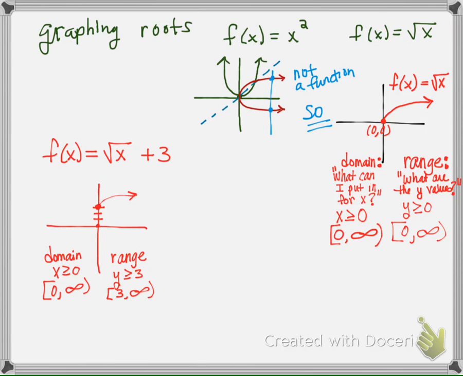So just like all the other things we've graphed, whatever is on the outside, right? If it says plus 3, it goes up 3. Minus 4 goes down 4. Because it's not with the x. It's only affecting the y values. It's only affecting the output. That's also why it only affects the range. Does that make sense?